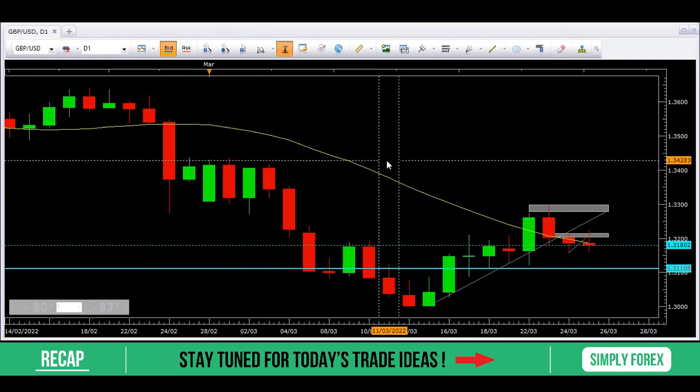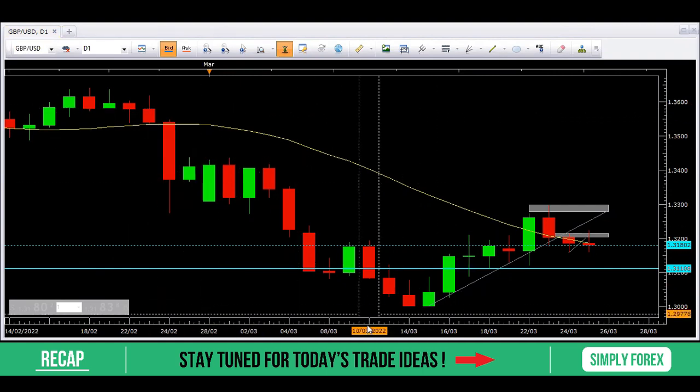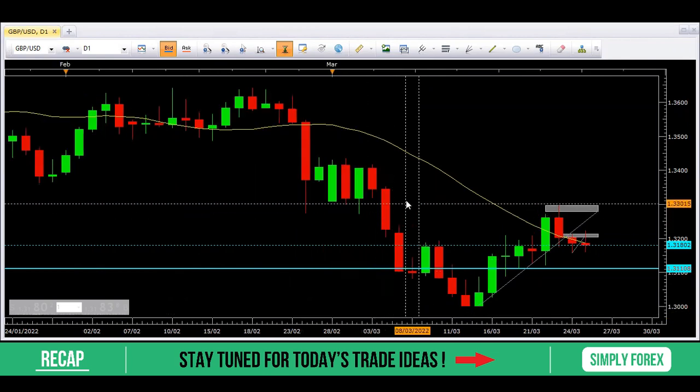Guys, we're going to begin with a recap. So we're going to recap from Friday's trades. Okay, there was only one trade from Friday, and it was this. This is the pound against the US dollar. So this is the day chart that you're looking at.